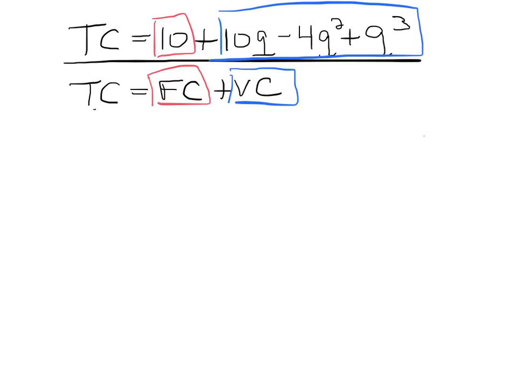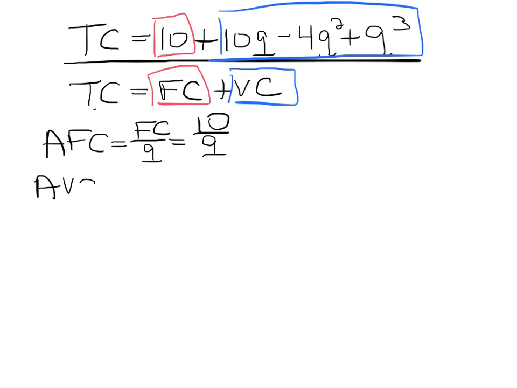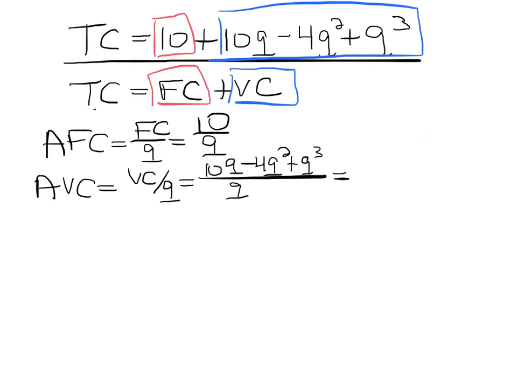Now, the averages are the important parts here. So the average fixed cost is going to be the fixed cost divided by output. Based on that, the fixed cost we said was 10, so that will be equal to 10 over Q. The average variable cost is going to be equal to the variable cost divided by output. And that's going to be equal to 10Q minus 4Q squared plus Q cubed, all of that over Q. So you end up with 10 minus 4Q plus Q squared.